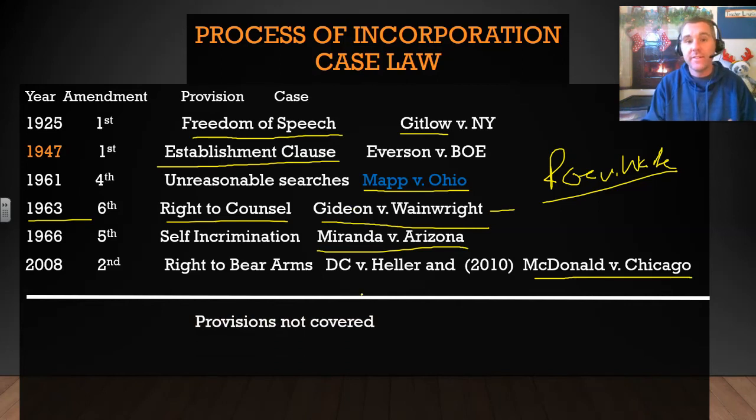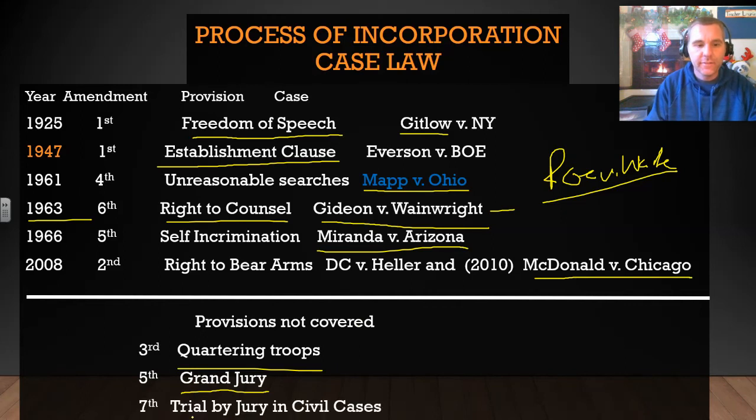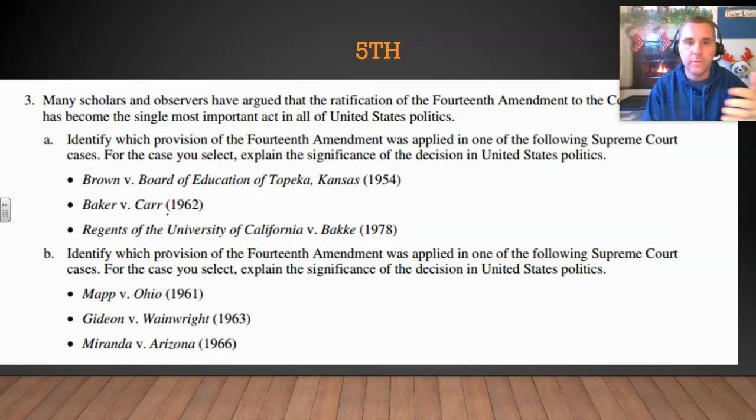Okay, provisions not covered under the whole selective incorporation. Quartering troops, no one really cares about that one. Grand jury, that doesn't really apply for the states because it's not the same. You don't have grand juries at the state level. And then trial by jury in civil cases, again, not so much at the state level. But this is the process called selective incorporation, again, carrying the Bill of Rights over to the states.